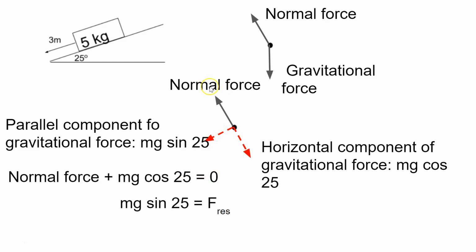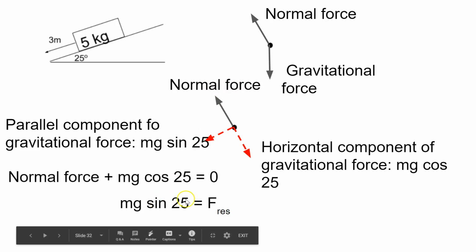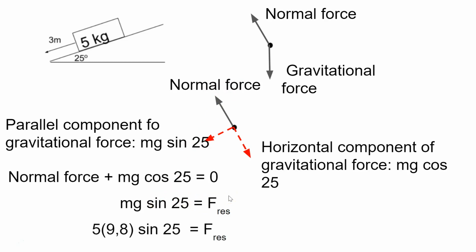If we look at the parallel forces, the only force acting parallel to this slope is the component of the gravitational force, which is mg sine theta, and that's going to be my resultant force. If I calculate that, mass is 5, gravitational acceleration is 9.8, sine of 25. If I calculate that on my calculator, I get a resultant force of 20.71 Newton.